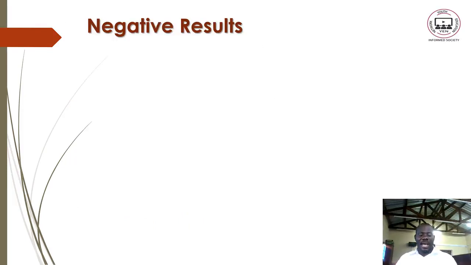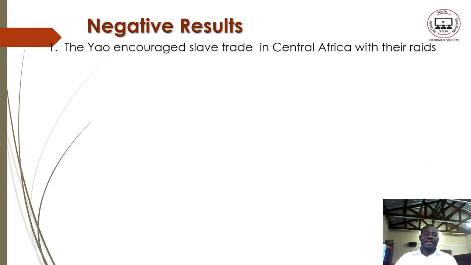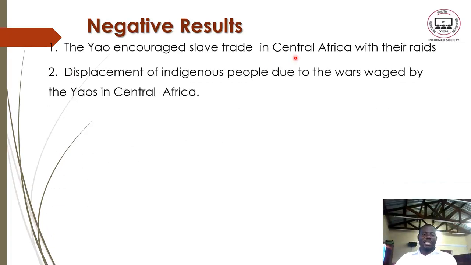However, they had also some negative impact on the indigenous people. What were they? They encouraged slave trade in Central Africa with their raids. So they were raiding the people whom they found here as well. So there was displacement of indigenous people due to the wars waged by the Yao in Central Africa. Some indigenous people kept on running away from the Yao because they were waging wars onto them for slave trade.